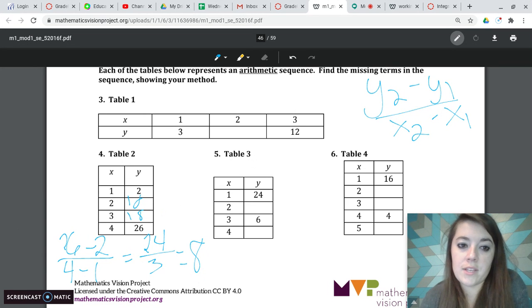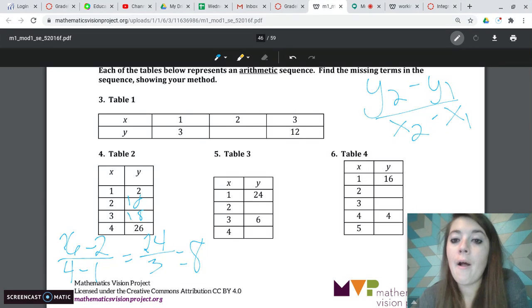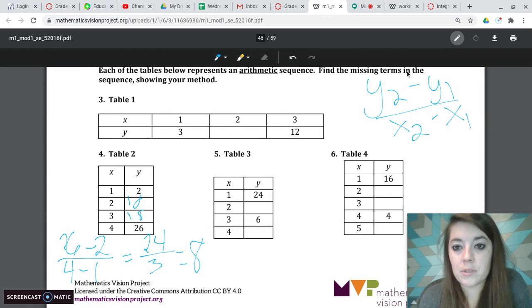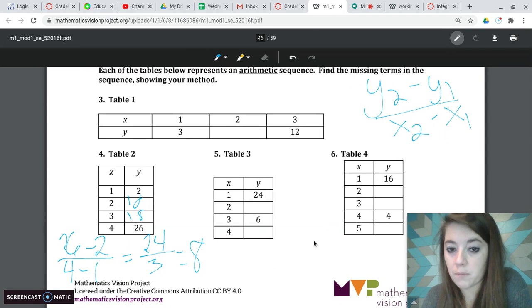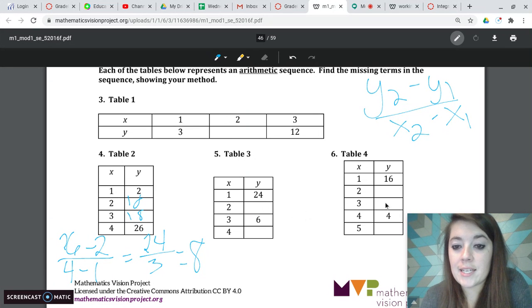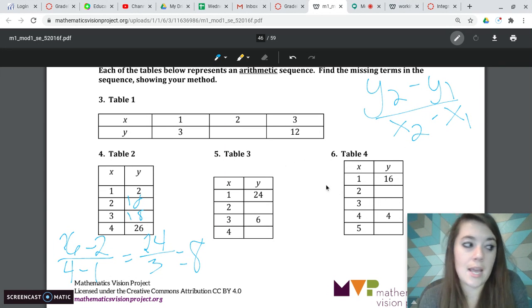Missing is your key word for this lesson, missing. Now, using the slope formula only works when we're doing arithmetic sequences. So we're only looking at the arithmetic sequences for today for finding those missing terms. But that's what you're going to do on 3, 5, and 6. You're going to do your slope formula, and then you'll find out what that common difference is, and then you'll be able to fill in the rest of the table.